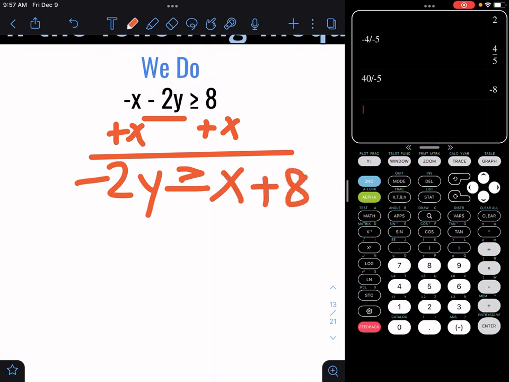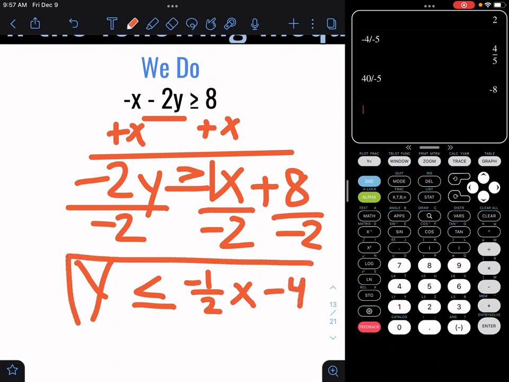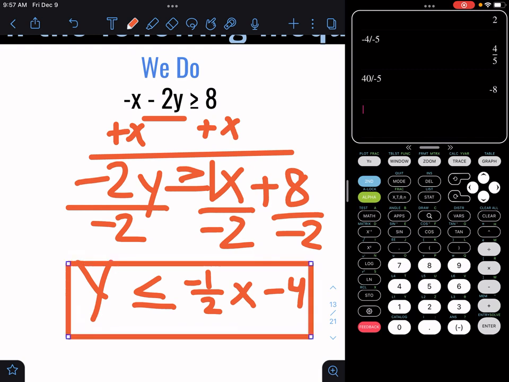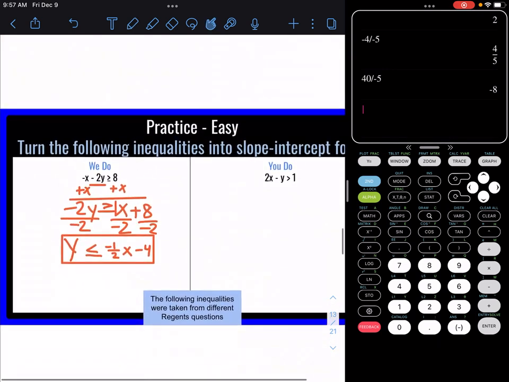And now I need to get rid of that negative 2 by dividing. If I'm dividing by a negative 2, I need to flip my inequality symbol. And there's an imaginary 1 here. 1 divided by negative 2 is negative 1 over 2x. And 8 divided by negative 2 is negative 4. So this would be my final inequality. Not an equation, no more. And again, all these inequalities were taken from different regions questions.